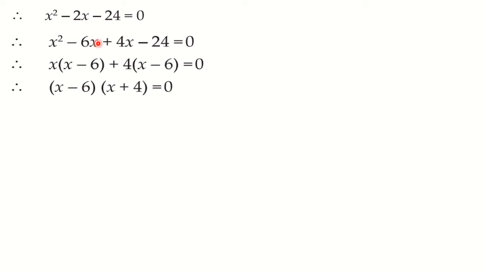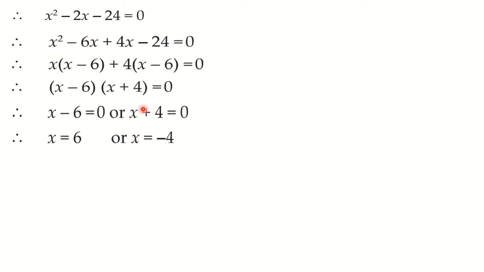Then the next step is to take out the common factor from these two. You can see x is common, so we are left with x minus 6. And here we can see 4 is common, so here also we got the bracket as x minus 6. And finally we got the factors as x minus 6 and x plus 4. Then the next step, all of you know, we have to go for either-or. Either x minus 6 is equal to 0 or x plus 4 is equal to 0. So write that down, and from that you will get the two values of x: x is equal to plus 6 and x is equal to minus 4.